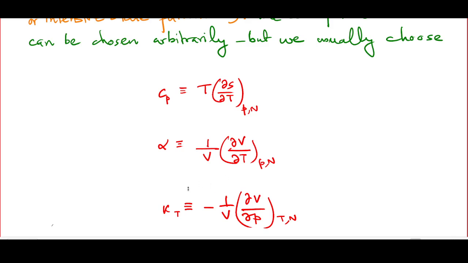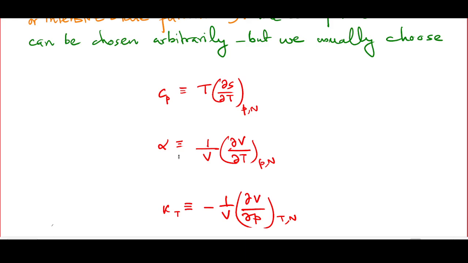Let me remind you that the minus sign here is basically to ensure that kappa T works out to be positive. And we have already seen from stability considerations that out of these three quantities, Cp and kappa T are guaranteed to be positive for stable systems. Alpha can be either positive or negative. It's usually positive, but there are systems in which increase in temperature causes a decrease in volume. Water between 0 and 4 degrees Celsius being a very, very important example. So you can have alpha which is negative.